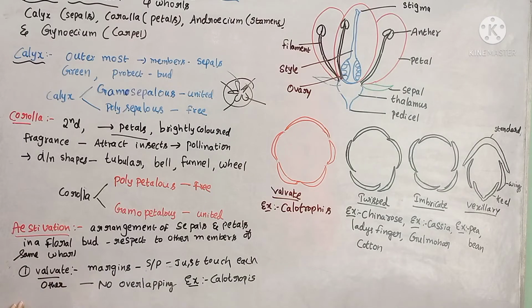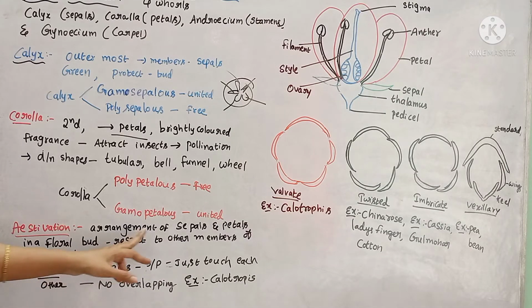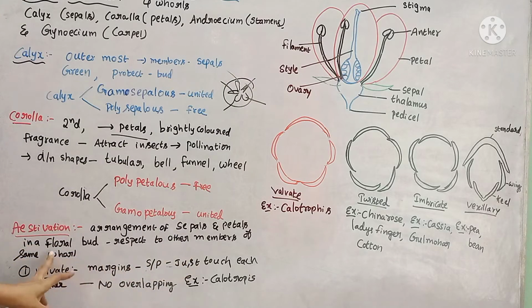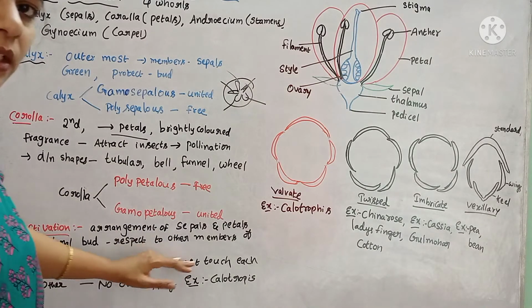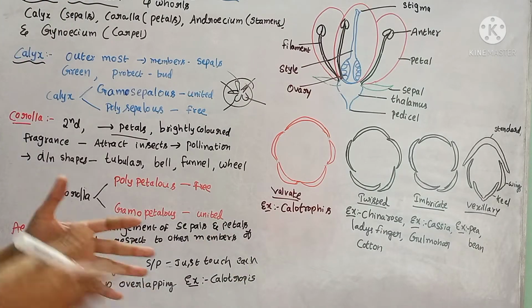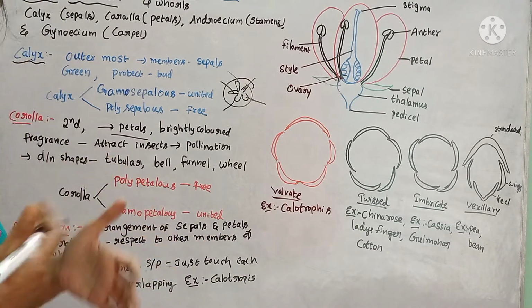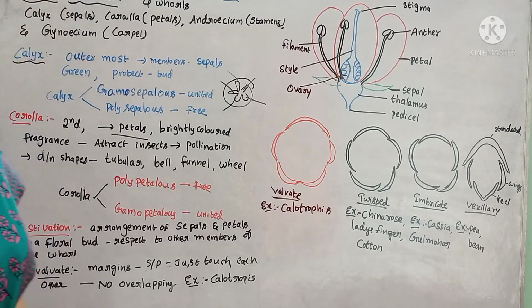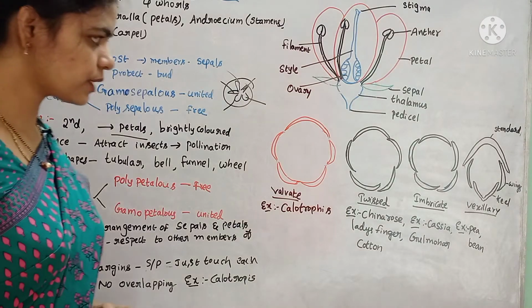of the same whorl. That is, what is the aestivation? Arrangement of the sepals or petals in a flower bud with respect to the other members of the same whorl. How are the sepals or petals arranged in their respective whorls? Depending upon that arrangement, there are four different types of aestivations seen.